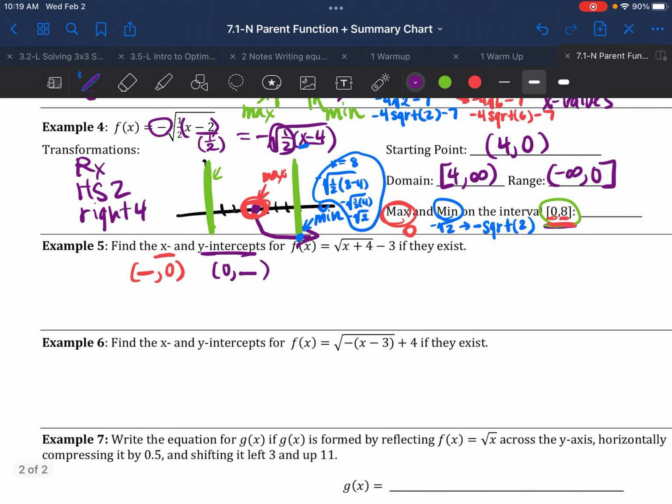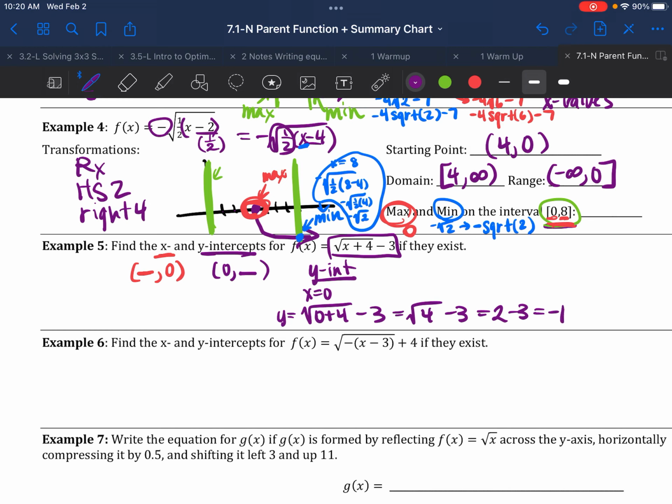I always like to start with the y-intercept because that one's easier. And so for the y-intercept, x equals 0. So that gives us 0 plus 4 minus 3 using this rule, which simplifies to just square root of 4 minus 3. We know square root of 4 is 2, which equals -1. So you have to know your perfect squares. If you do not have your perfect squares memorized, you need to start memorizing them, because if you leave your answer like this when it can be simplified, that's going to be wrong. And so -1 is our y-intercept.